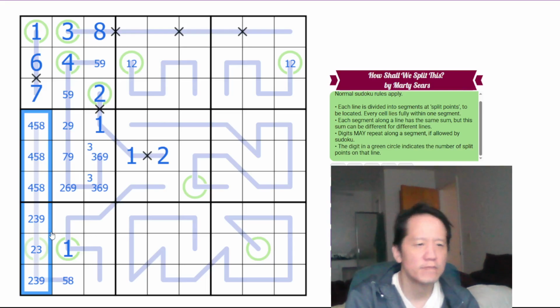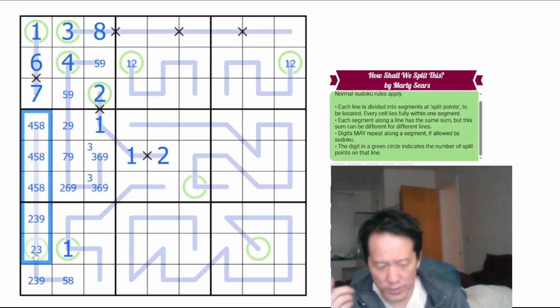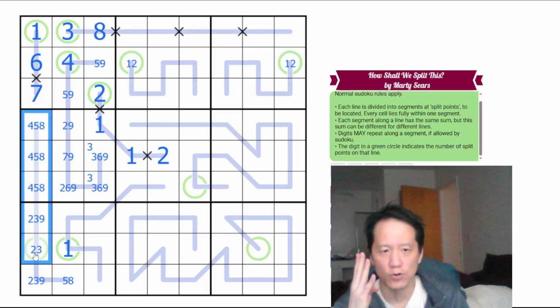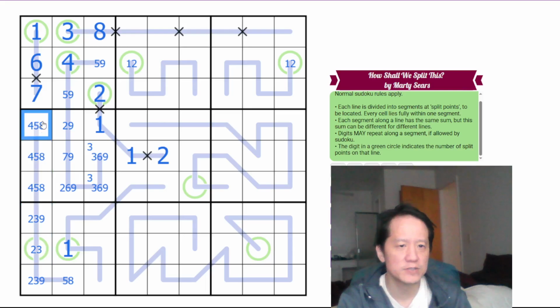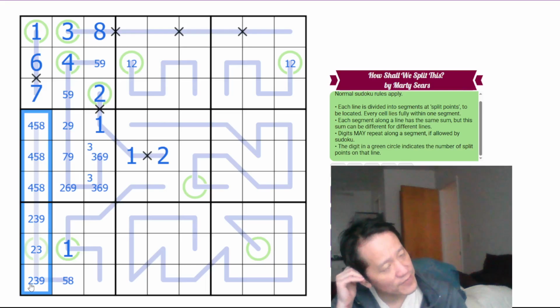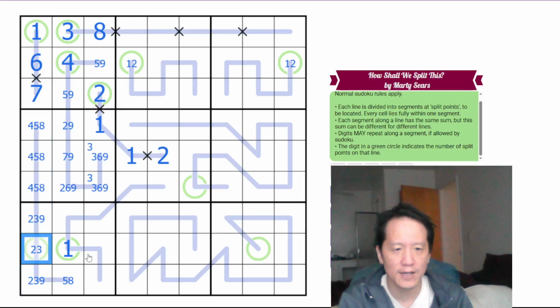Okay, let's do it another way. 36, how do we get 36 divided by 4? You would have to have each segment add up to 9. But the problem is 8 can only add up with 1 to make 9, and 1 is not on this line. So that's not feasible there. So it cannot be divided by 3.